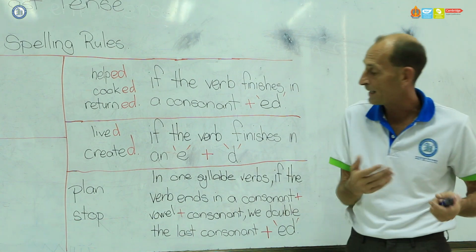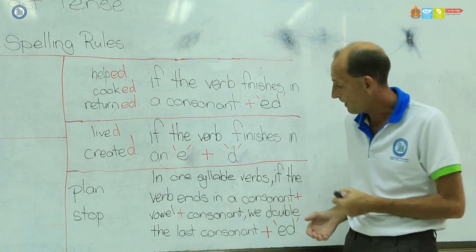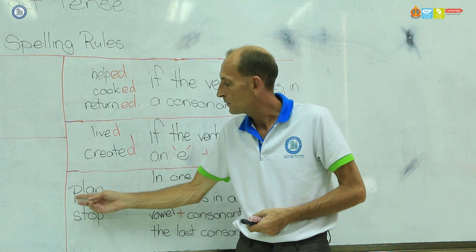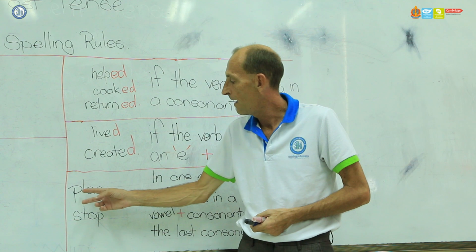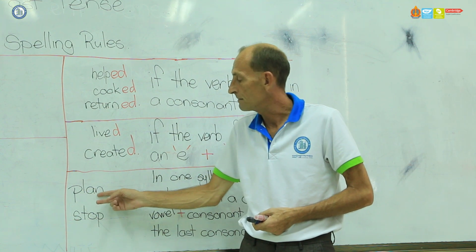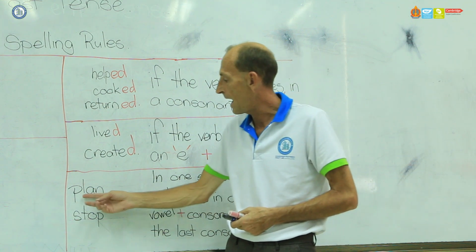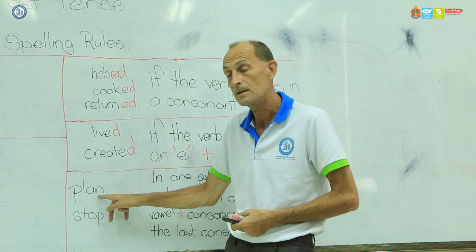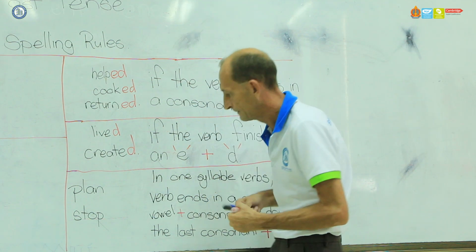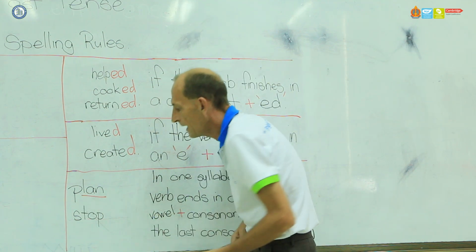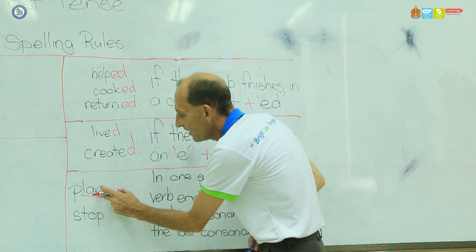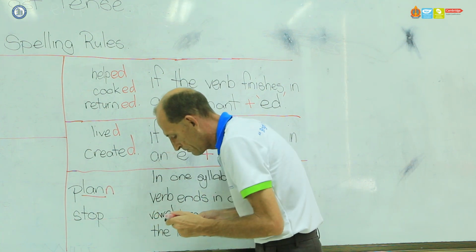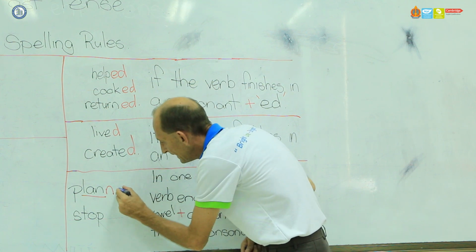Now let me go through that again so it's a little bit clearer. Let's take this word here, plan. We spell plan P-L-A-N. So our last 3 letters are consonant, vowel, consonant. When they finish like that, what we have to do is add another consonant. So we'd add another N, and then we would put ED.